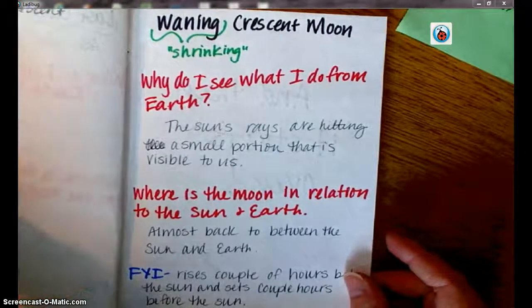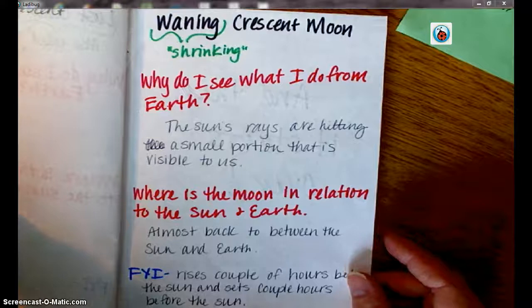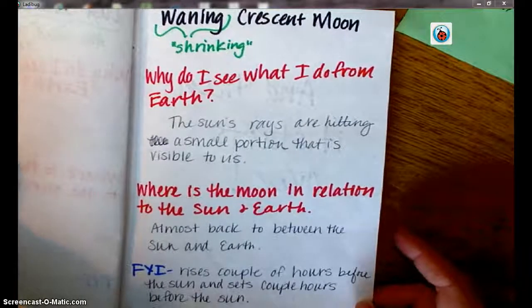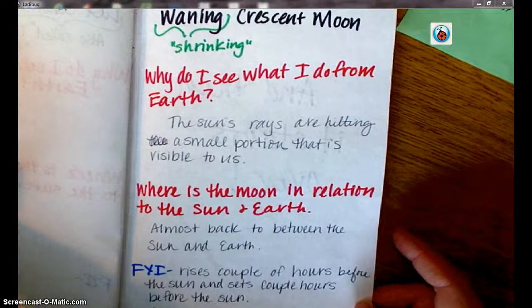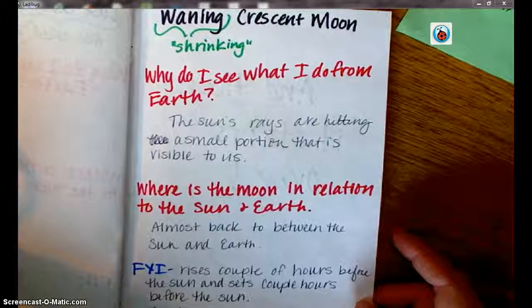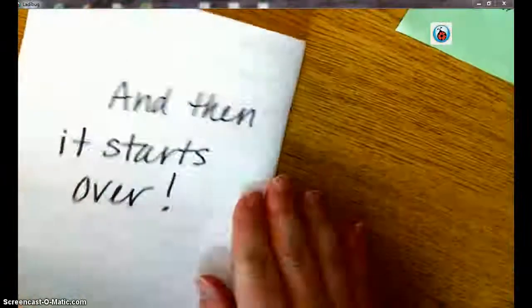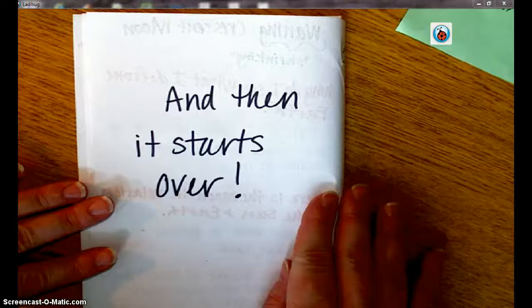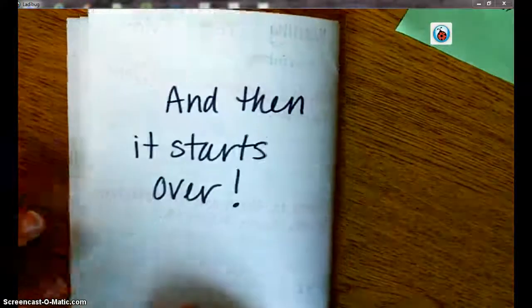Where is the moon in relation to the Earth and sun? Well, I kind of just went over that. FYI, it rises a couple hours before the sun and sets a couple hours before the sun. It's pretty similar to what we have so far. And this one is really kind of hard to see. And then as you move from the waning crescent moon, you'd move back to the new moon, and then it starts all over again.